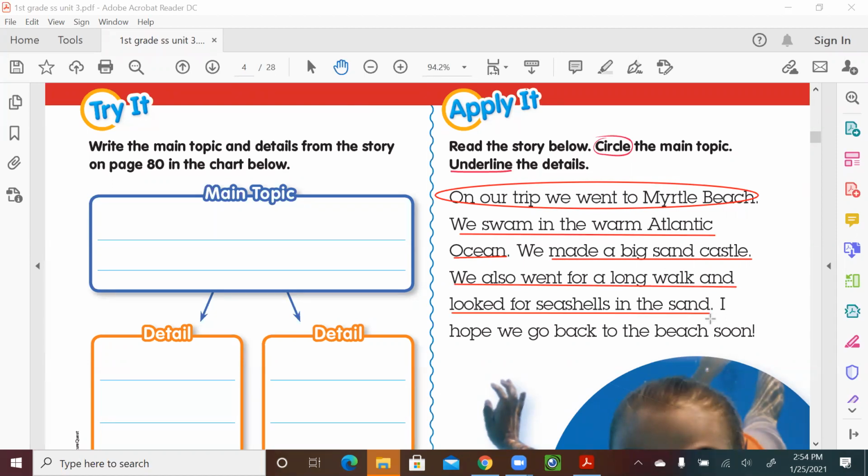So this is all details. So this is all explaining and give me information about how the trip to that Myrtle Beach looked like. Yeah, swam in the warm Atlantic Ocean, made a big sand castle, went for a long walk, and looked for the seashell in the sand. So this is all details you need to underline and circle that main topic or the main idea, our trip to Myrtle Beach. Okay. Let me clean here.